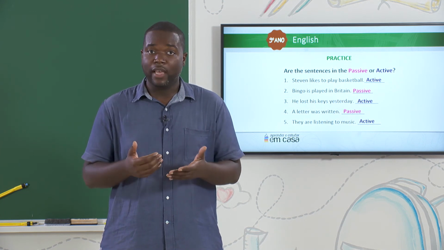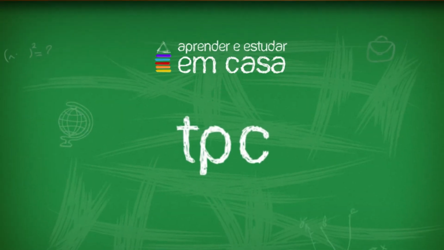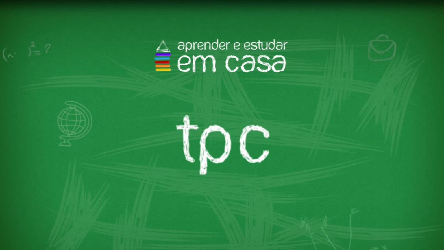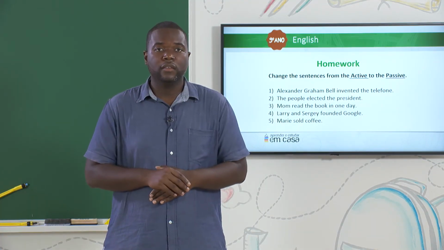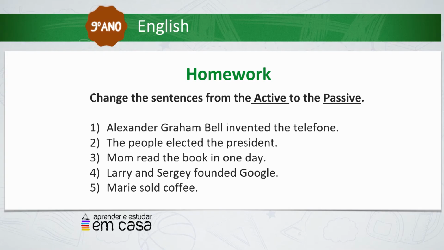As always, after our exercises, it's time for homework. Well, students, let's see what is your homework for today, all right? Let's take a look. Now, as your homework for today, you have to change the sentences from the active to the passive. So you have 5 sentences that you have to change from the active to the passive. Sentence number 1, Alexander Graham Bell invented the telephone.